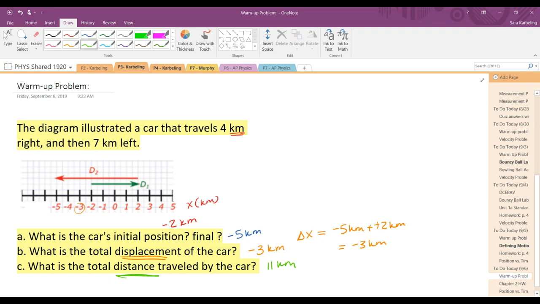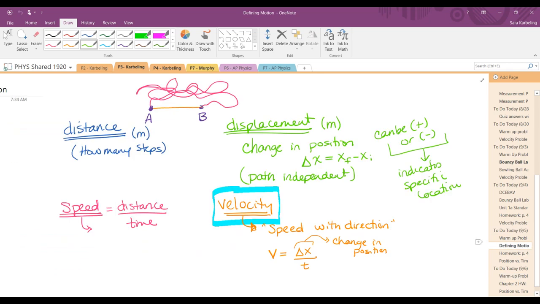In your notes, you may want to add in that little section that said defining motion. Remember, we had all of this stuff written down. You may want to make a little note here that both distance and displacement are not dependent on initial position.